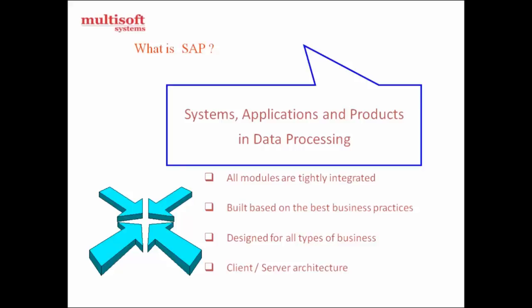So here, since we are into SAP, we will understand what exactly SAP is: System, Application, and Product in data processing. It is one of the ERP solutions as compared to other vendors. Some of the global ERP vendors are Oracle, BAAN, MSC, PeopleSoft, JD Edwards, right? So this is what the definition states: System, Application, and Product in data processing.